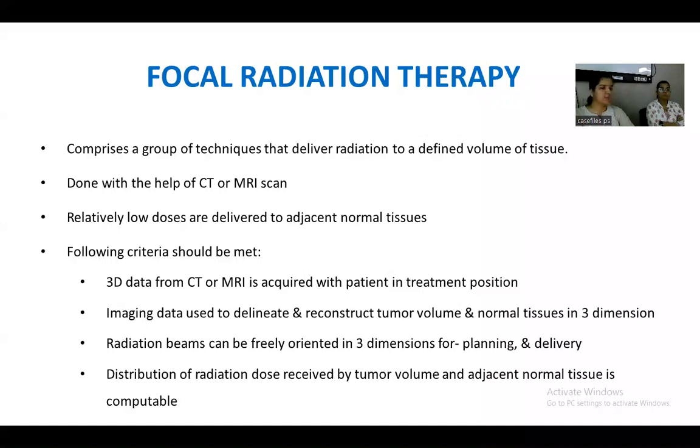There are certain criteria which have to be met to provide focal radiation therapy, which include the 3D data from CT or MRI, acquired when the patient is placed in the treatment position. This imaging data was used to delineate and reconstruct the tumor volume and the normal tissue in 3 dimensions. Then radiation beams can be freely oriented in 3 dimensions for planning and delivery. And the distribution of radiation dose received by the tumor volume and the adjacent normal tissue is also computed.